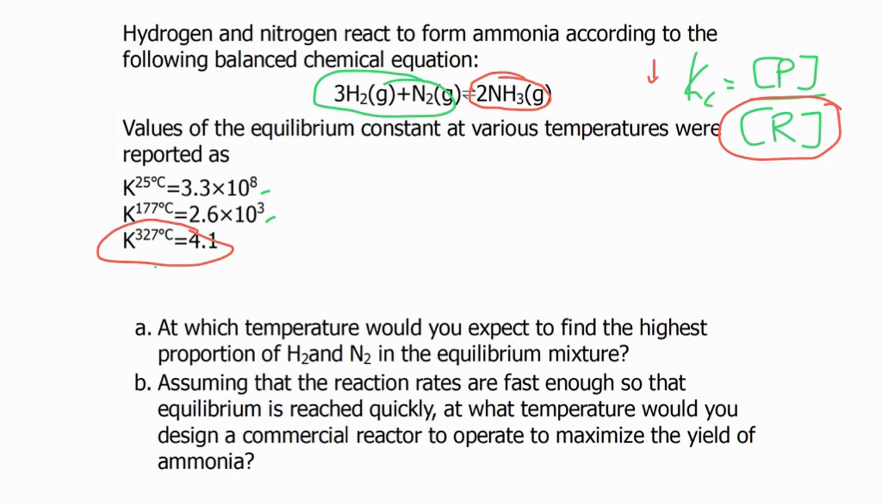So assuming the reaction rates are fast enough so that equilibrium is reached quickly, at what temperature would you design a commercial reactor to operate to maximize the yield of ammonia? So if we want the most ammonia, that's our number on top. So ammonia is our product. So if we want lots of products, that means we want Kc to be relatively large. So lower temperatures allow us to produce more products.